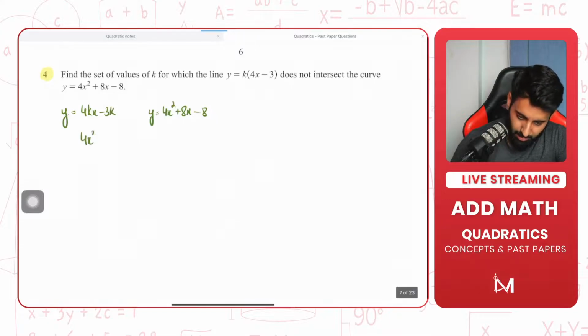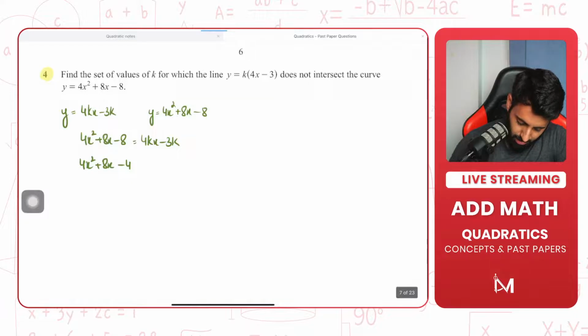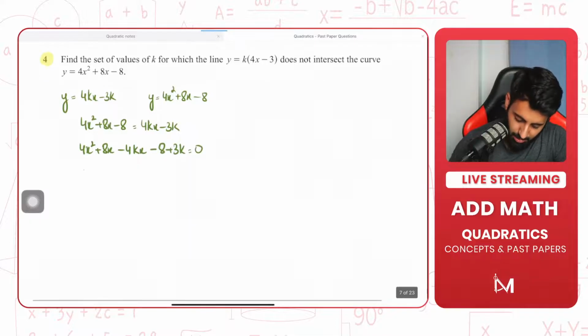So we have 4x squared plus 8x minus 8, which is equal to 4kx minus 3k. Now you shift all the terms over to the left hand side so you can scrape off the coefficient of x squared, the coefficient of x, and the constant. So 4x squared minus 4kx plus 8x plus 3k minus 8 equals 0. What is a equal to? A equals 4. What is b equal to? 8 minus 4k. Why? Because you'll have to take x common.